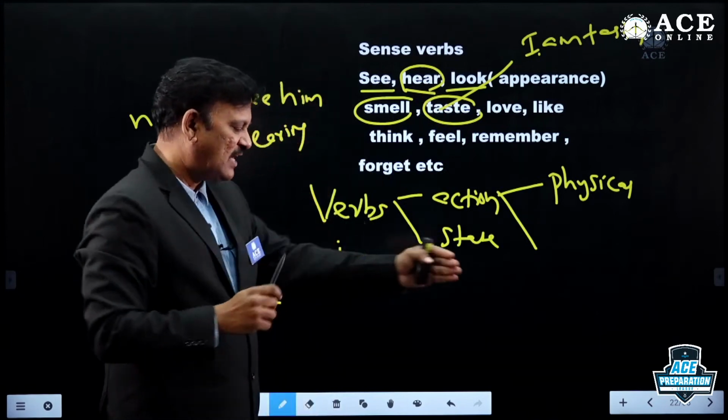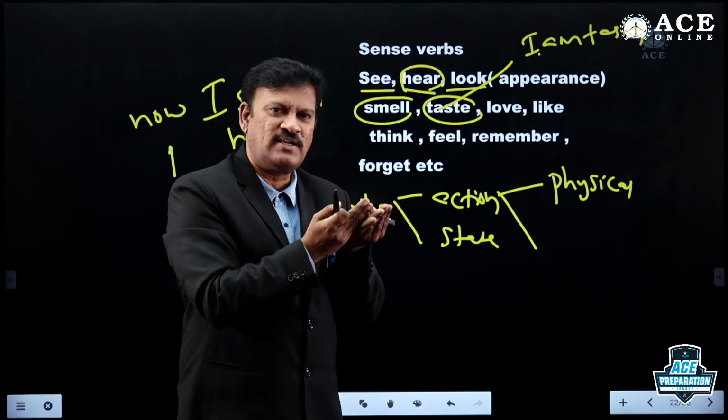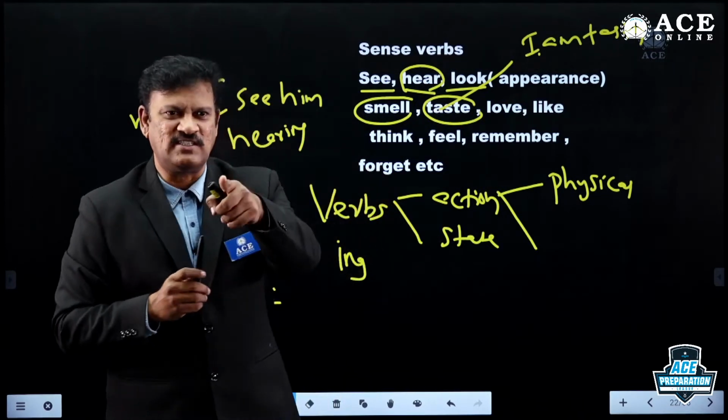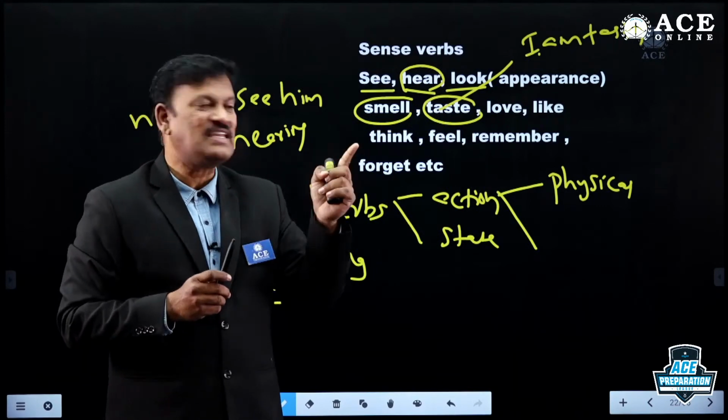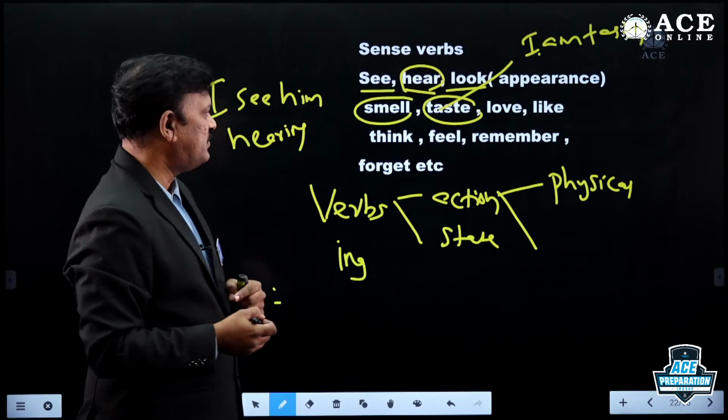Same with smell also. I have taken some box. Oh, I'm smelling it. It's a biryani, right? And suddenly I say, I smell biryani here. Are you eating? Okay, it happens. And when something is done voluntarily, the ing form should be there.